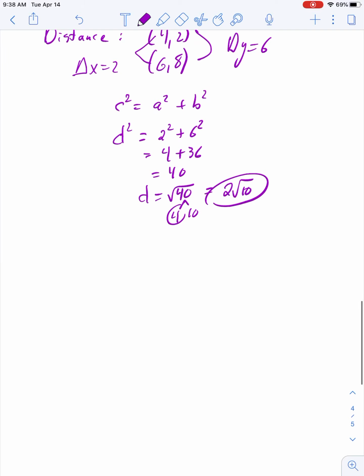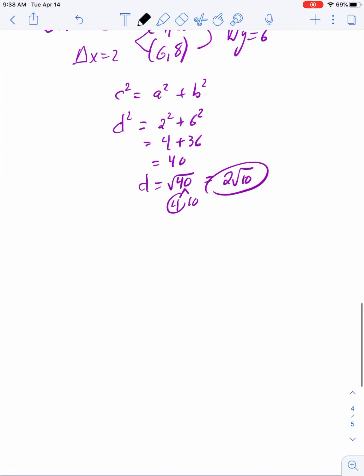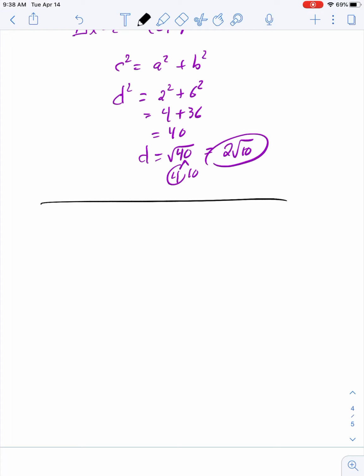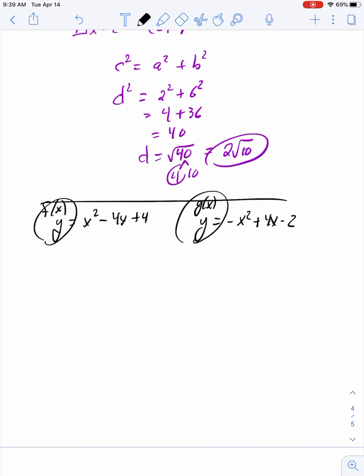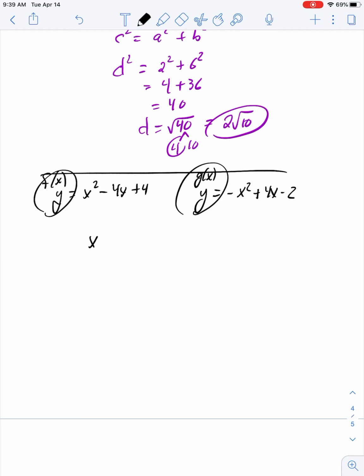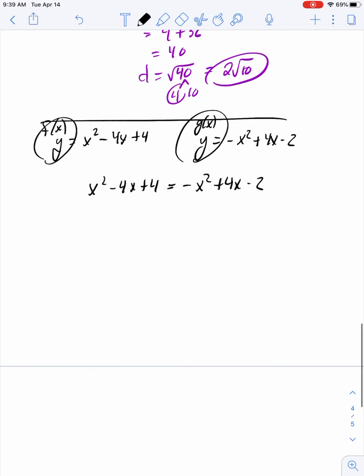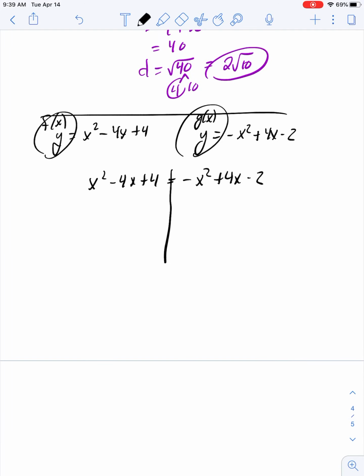All right. What else to review here? Let's look at, let's say, two functions. Let's say y equals x squared minus 4x plus 4, and y equals negative x squared plus 4x minus 2. Now again, I could just say f of x, and I could say this is g of x. Either way, set them equal to each other. So you have x squared minus 4x plus 4 equals negative x squared plus 4x minus 2. You have to set everything to one side here.